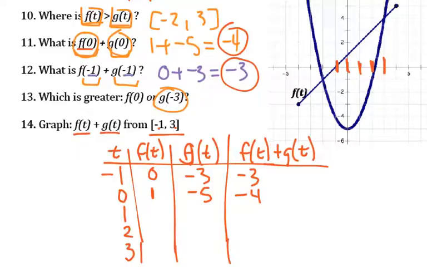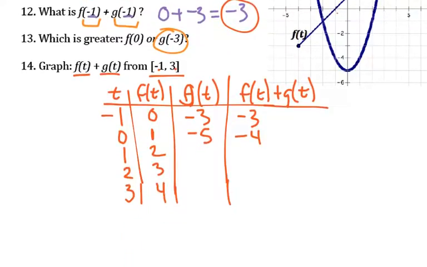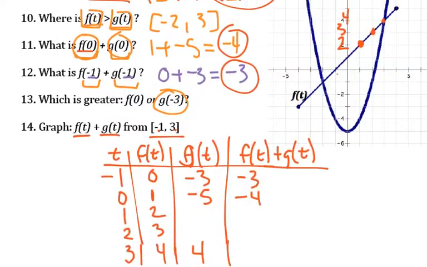So what's f of 1? Well, at 1, f is 2. At 2, f is 3. At 3, f is 4. So it would be 2, 3, 4. We also know that at 3, g of t is the same thing, so that one would be 4. But what about at 1 and 2? At 1, we go down to negative 4. And at 2, we are at negative 1. So 2 plus negative 4 would be negative 2. 3 plus negative 1, positive 2. 4 plus 4, 8. So that's what they want us to graph now.